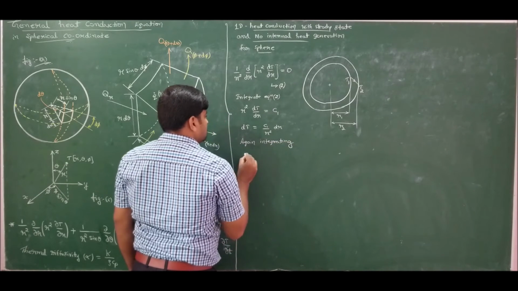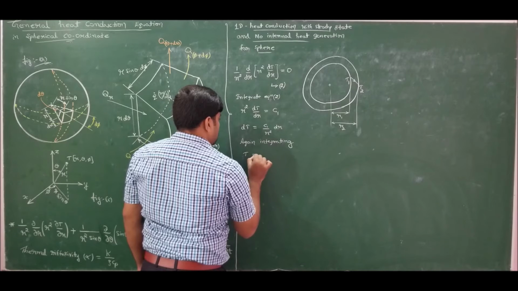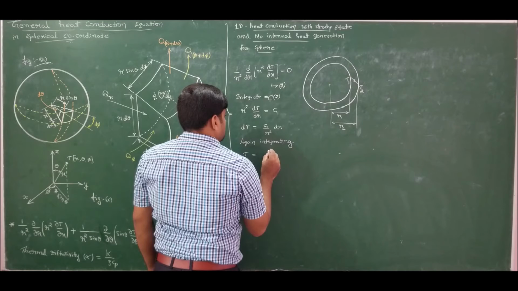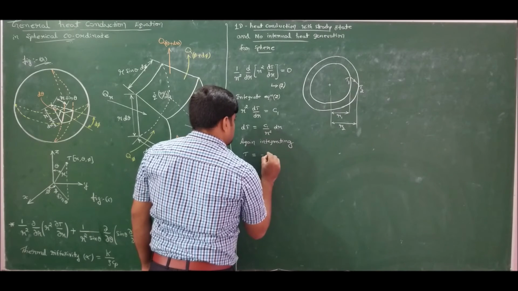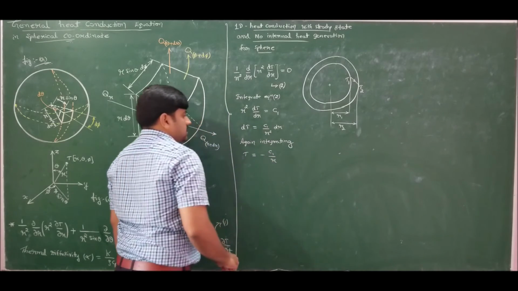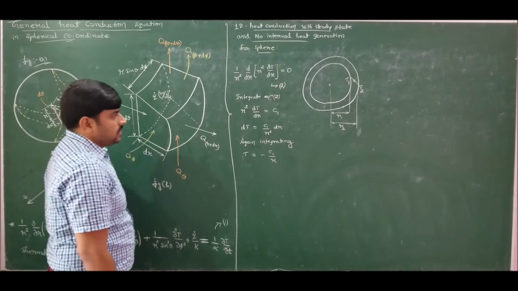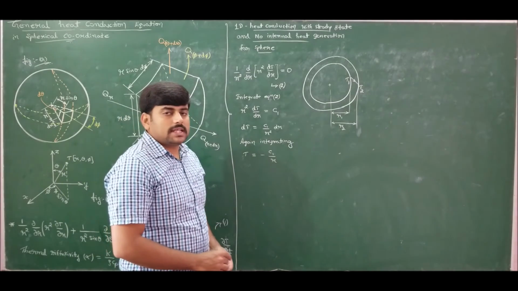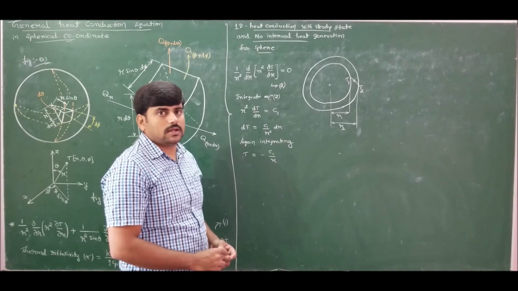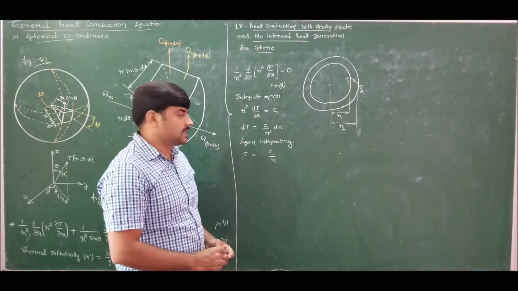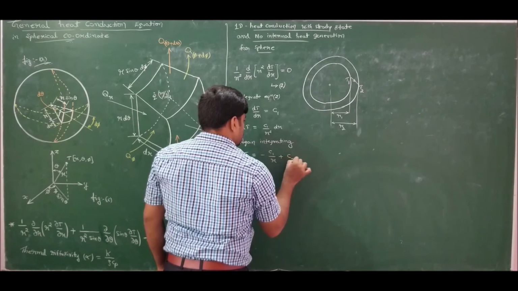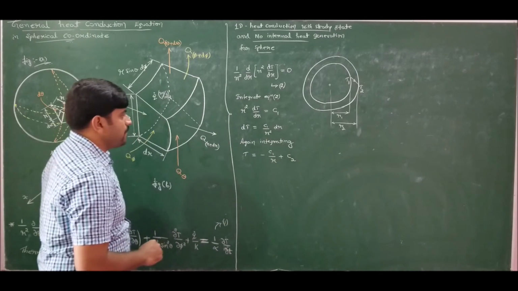Again, if I integrate, I will get the temperature T as the integral of 1 by r square, which will become minus C1 by r. That is, the integral of x to the power of minus 2 is x to the power of minus 2 plus 1 divided by minus 2 plus 1. So x to the power of minus 2 plus 1 is x to the power of minus 1 divided by minus 1. It is minus 1 by x. That is what we have. Minus C1 by r plus C2, the constant of integration.